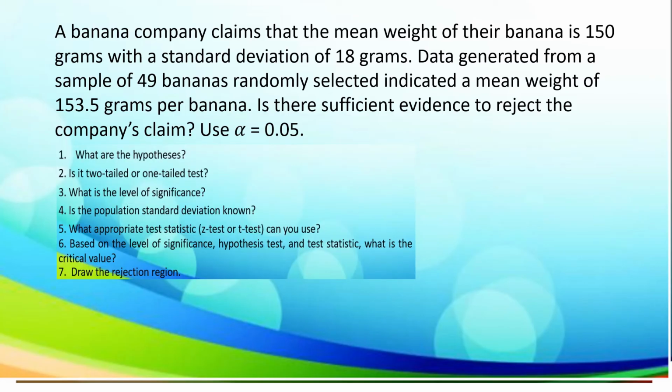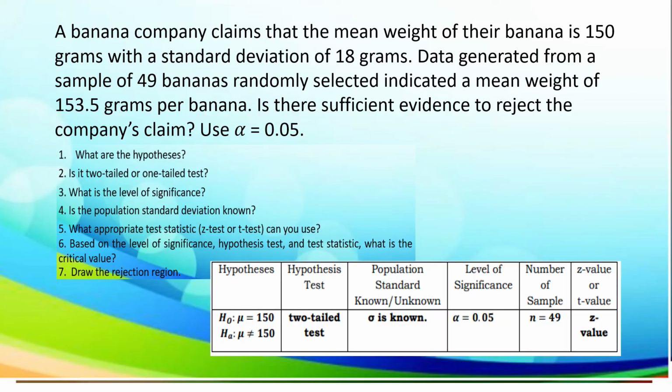Going back again to the questions: what are the hypotheses? Is it a two-tailed or one-tailed test? What's the level of significance? Is the population standard deviation known? What will be the appropriate test statistic? What is the critical value? And draw the rejection region. Utilizing this table to summarize the given hypothesis, hypothesis test, population standard deviation if it is known or unknown, level of significance, number of samples, and the type of test that we're going to use.